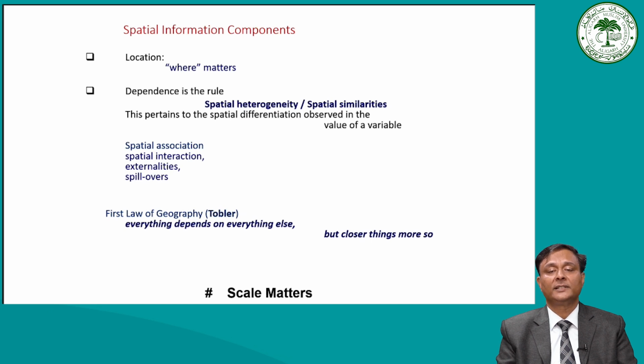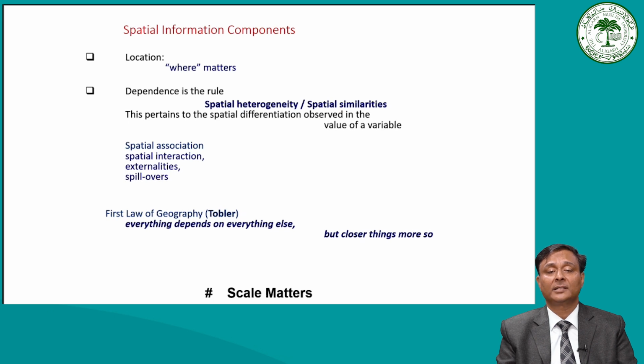This points towards the spatial differentiation observed in the value of a variable. This variation can be expressed in spatial association. It can also be expressed in spatial interaction, spatial externalities, and even spillovers. These are some examples which come to my mind.